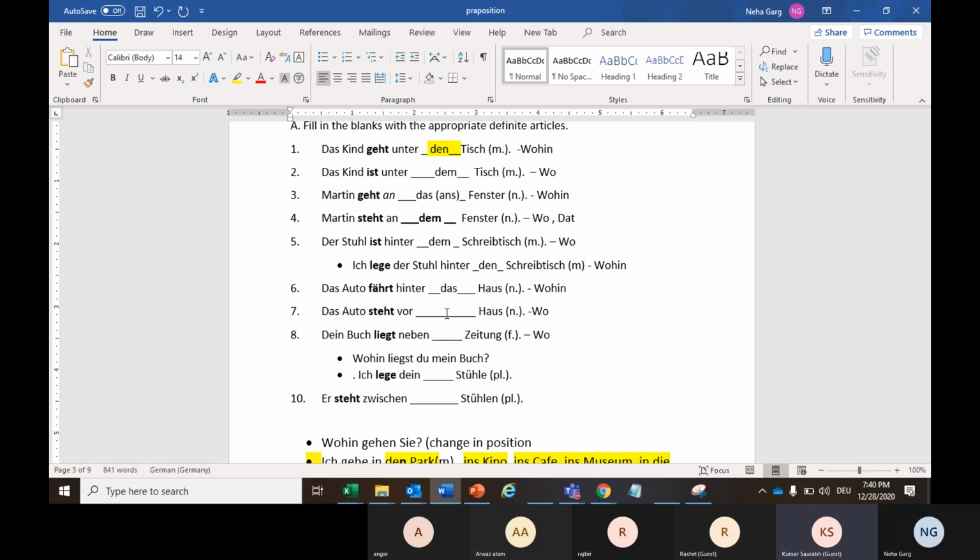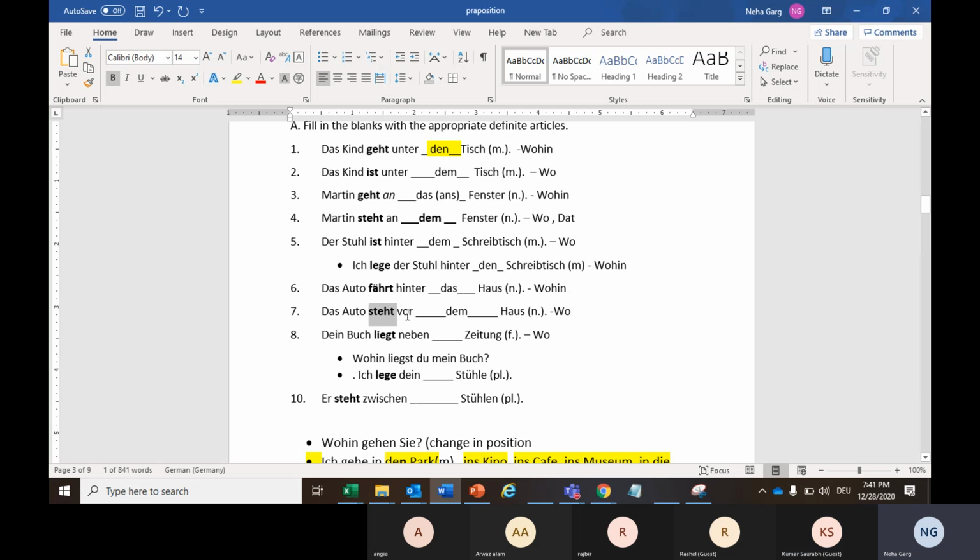Das Auto steht vor dem Haus. Read it again, no, it's dem Haus. See the verb also. The verb will give you a clear picture if that is going to be an accusative case or dative case. So it's a dative case, right, because it stands there, it's parked there. So there is no movement. But here, since it's driving, there is a movement.